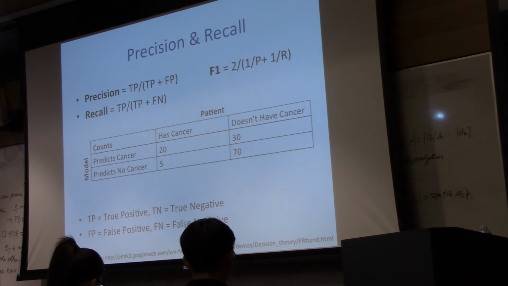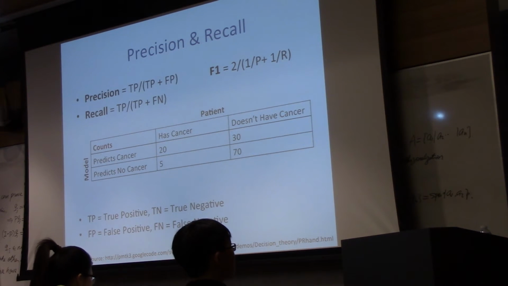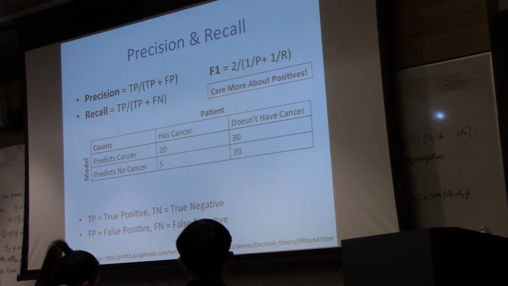So both of these measures focus on this cell. They either normalize by this column or this row. They completely ignore this cell, because having cancer is, in this case, assumed to be the rare event. And when it happens, we really care that we get it. So we care more about the positive examples than the negative examples. And there's a notion called the F1 score, which is used by a lot of people in the community. It's simply the harmonic mean of precision and recall.